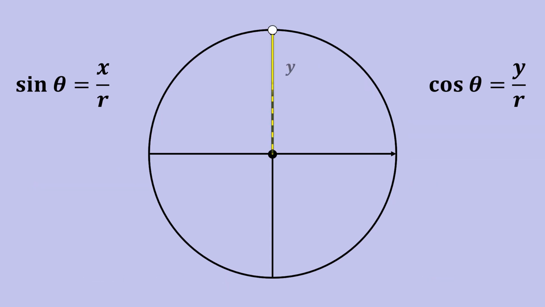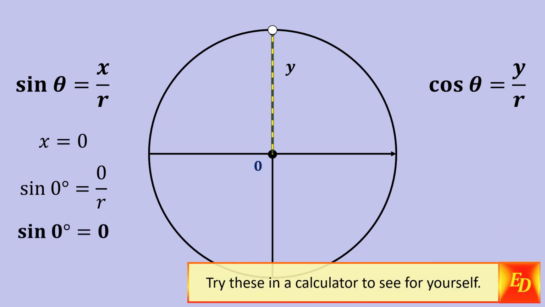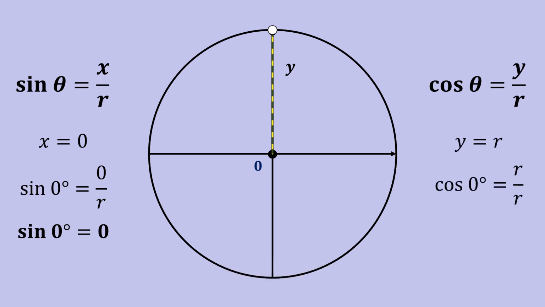If the angle is 0 degrees, then there would be no opposite side. This makes sine 0 degrees equal to 0 over the radius, and this is just 0. On the other hand, y is equal to the radius. This makes the cosine equal to the radius divided by itself, and this is 1.